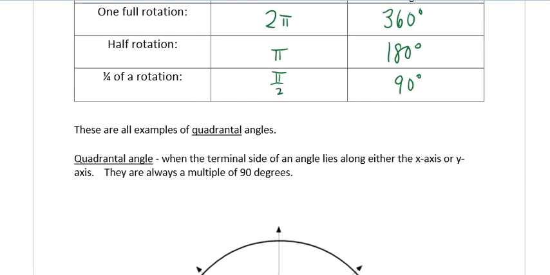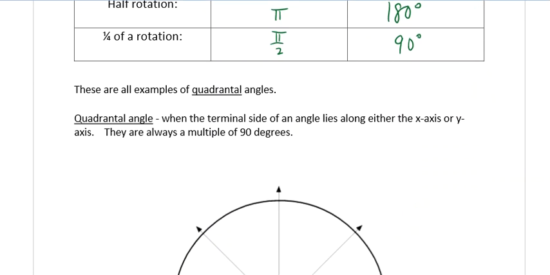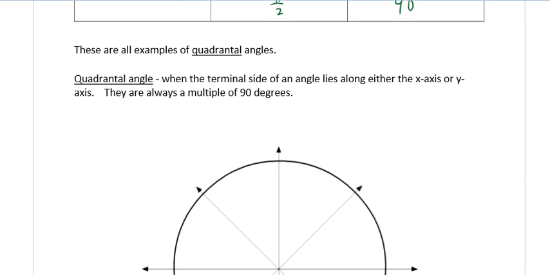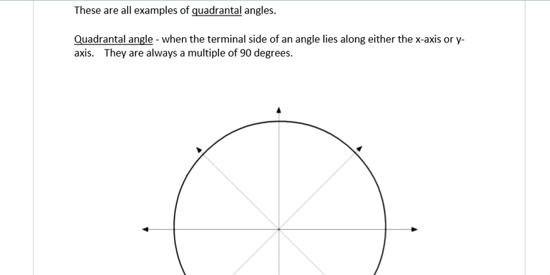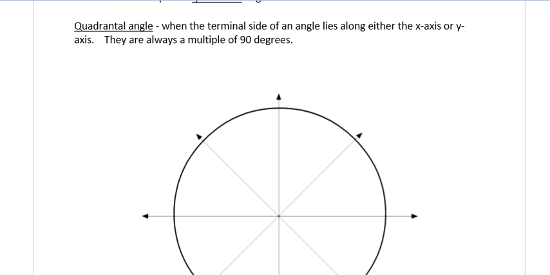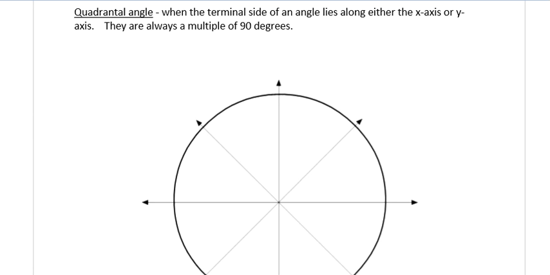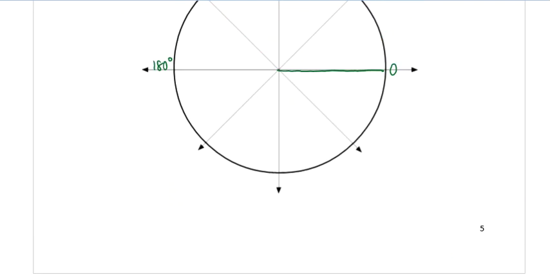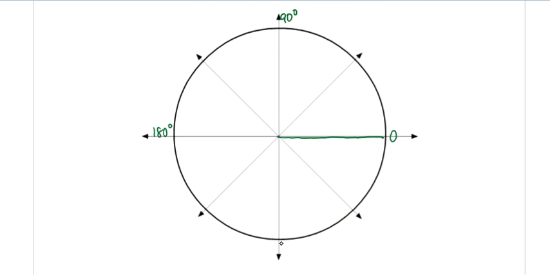So these are all examples of quadrantal angles. I know, sounds very impressive. That's when the terminal side of an angle lies along either the x-axis or the y-axis, and in degrees they're always multiples of 90. So here is going to be 0 because that's my initial ray every single time. Here would be 90. Notice I'm rotating counterclockwise for that positive angle. 180 is going to be there. Oops, too far down, sorry. And 270 is down here.